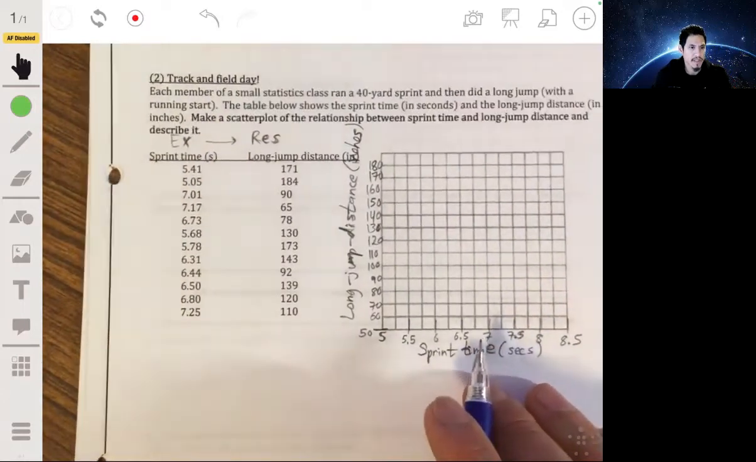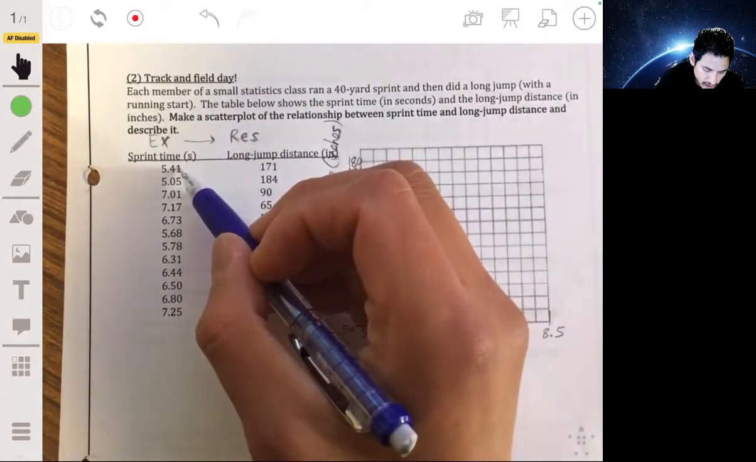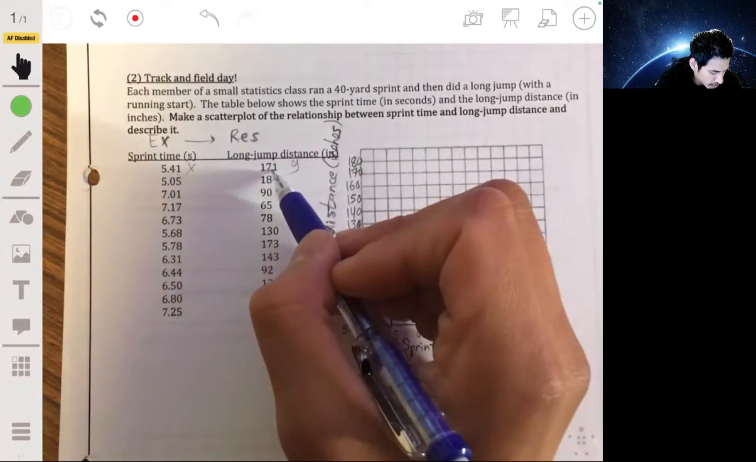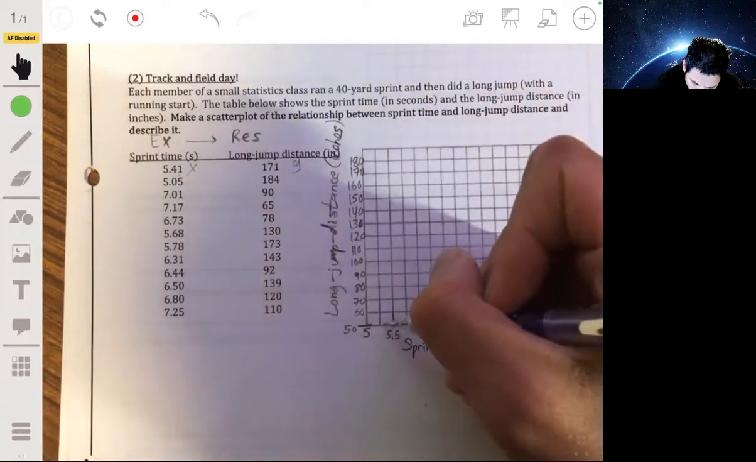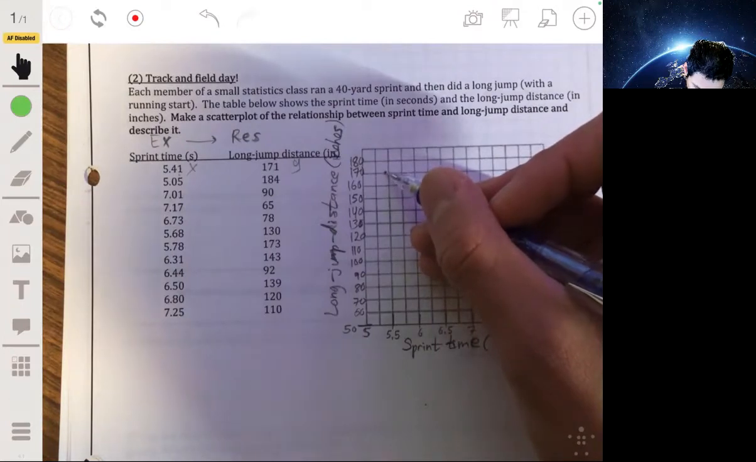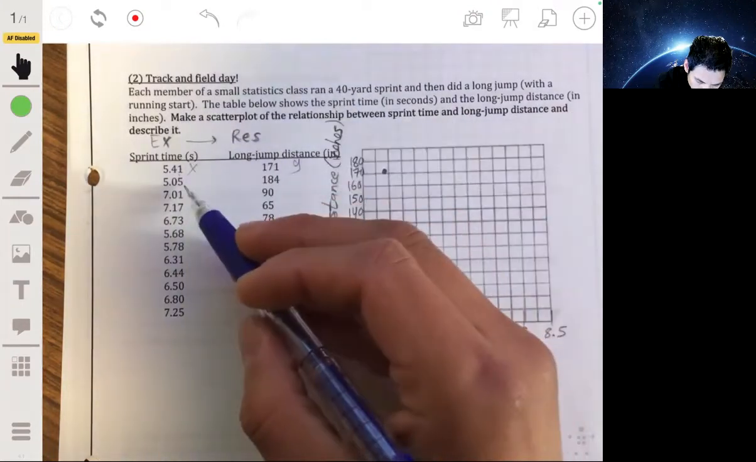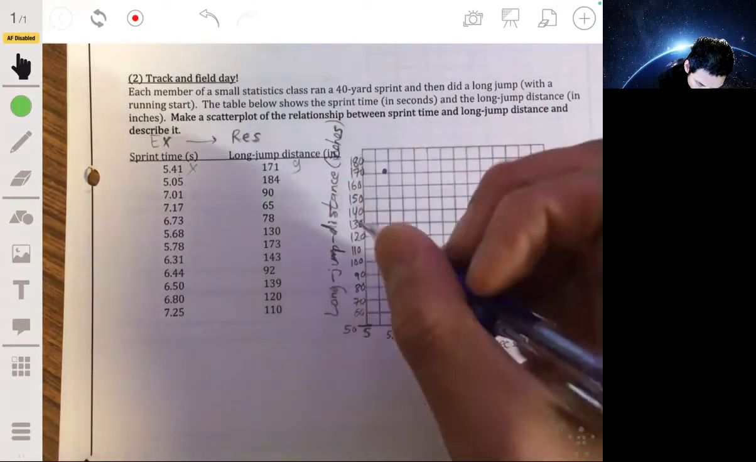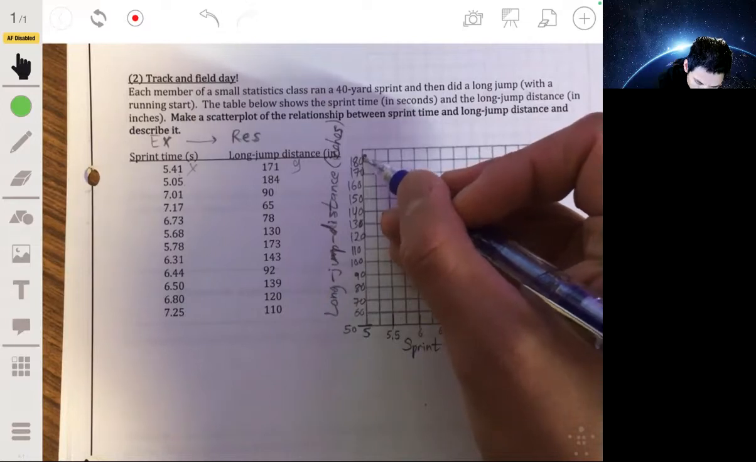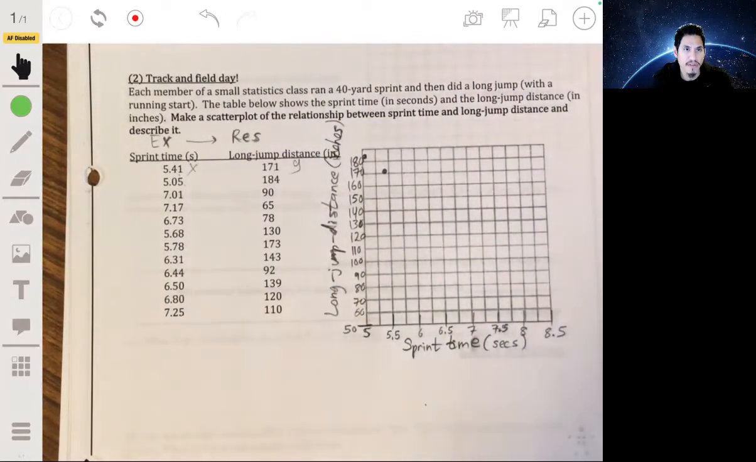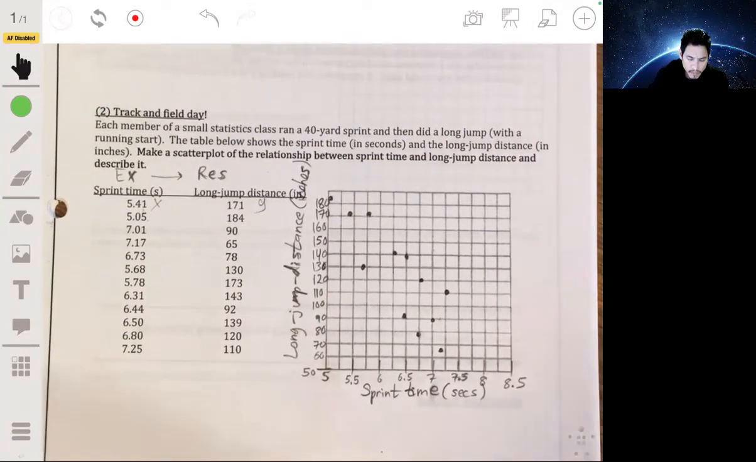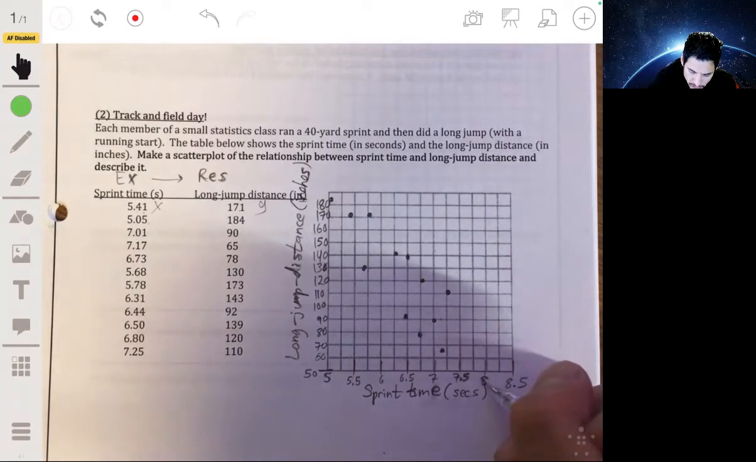And then we just plot them as best we can. 5.41 is our x, and these are our y's. So 5.41 and 171: 5.41 is somewhere around here, and 171 is probably over here. Then 5.05, 184, really close to here, probably up here. I'm going to time travel, so go ahead and pause the video, and when you have your scatter plot done, you can unpause it. Okay, so your scatter plot should look something like this.